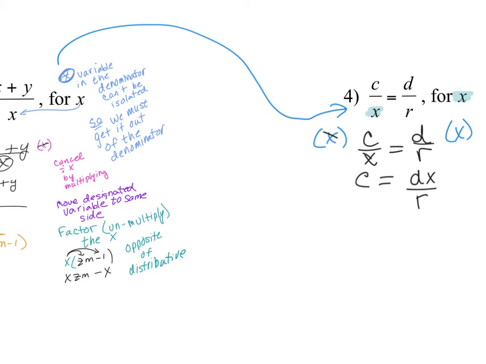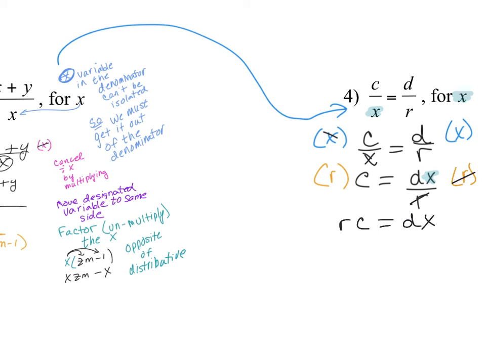So now we've got our variable that we need to isolate sitting up here in the top. So now there's some actual things we can do with it. For starters, we're going to want to get rid of dividing by R. And we're going to want to do that by multiplying by R. What I do to one side, I have to do to the other side. So that's going to leave me with RC is equal to DX.